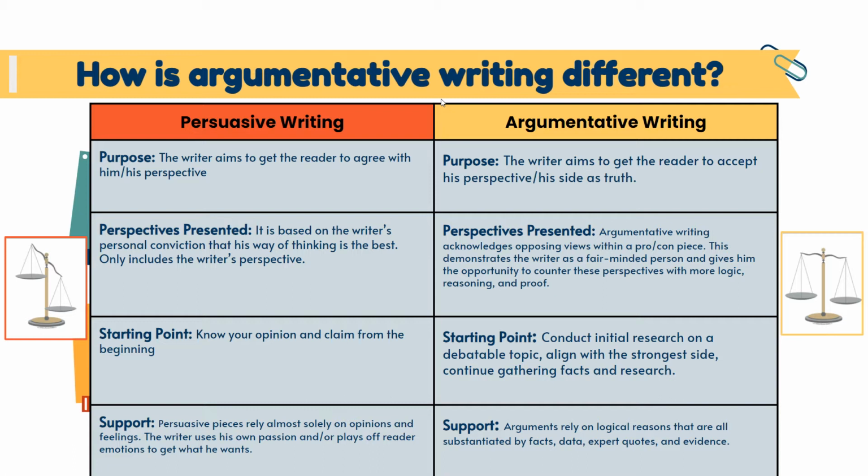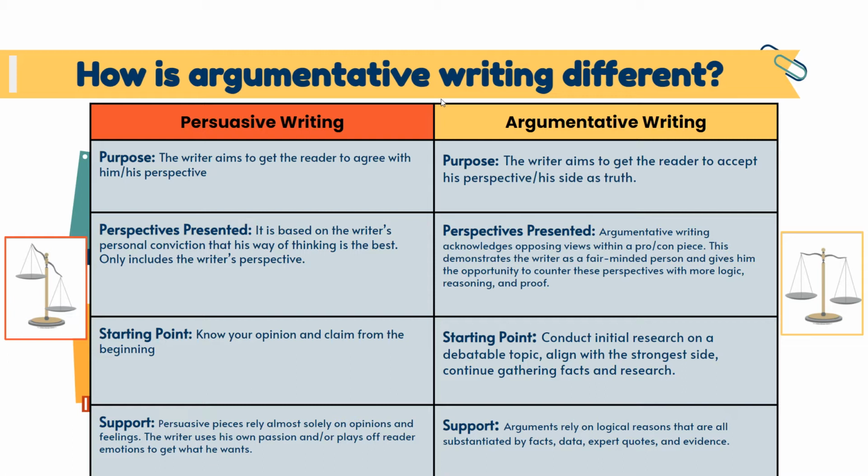Argumentative writing is different. So the purpose, the writer aims to get the reader to accept his or her perspective as truth, not just to accept their perspective, but to believe that it is the truth. The perspectives presented in argumentative writing acknowledge opposing views with a pro-con piece. This demonstrates the writer as a fair-minded person and gives them the opportunity to counter these perspectives with more logic, reasoning, and proof. So you're acknowledging the other side of your claim, the people who disagree with you, and you are basically saying that your side is more convincing and is true.